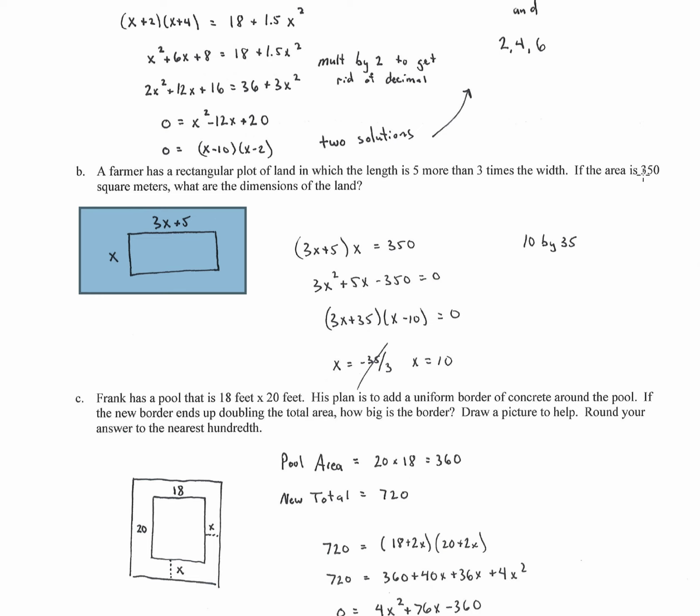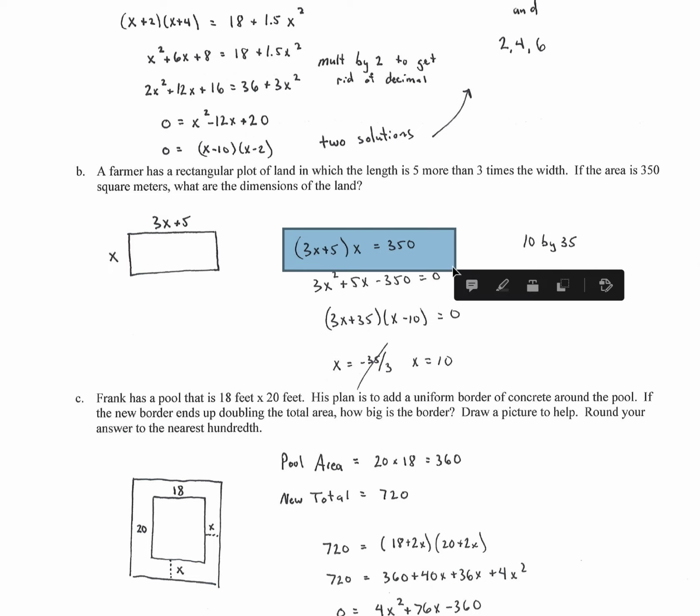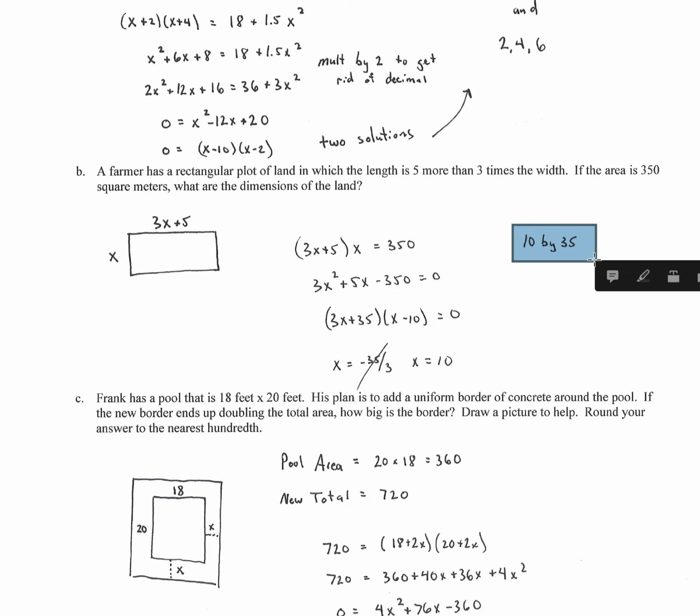If I know the area is 350, I can write this equation because I know that area equals length times width. Multiply it out, get a quadratic. Looks like I solved by factoring, and I can get the dimensions. The dimensions are the length and the width. And then you can check your answer if you want. This is 5 more than 3 times the width, and if you multiply them together to find the area, you get 350.